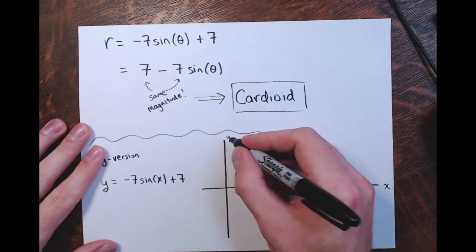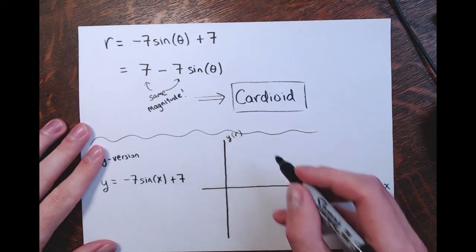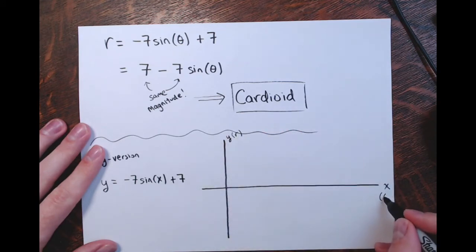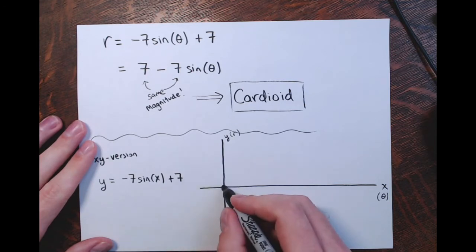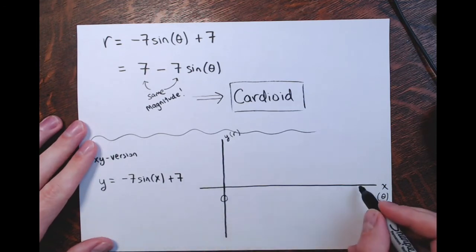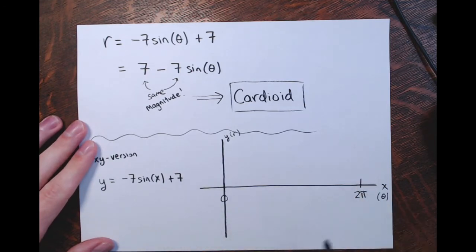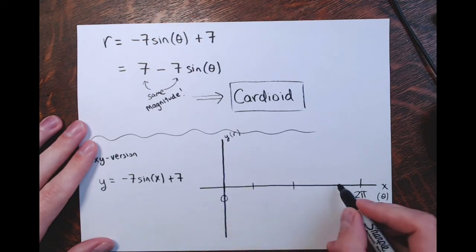So here's x, here's y. Again, y represents values of r. X represents values of theta. Now this is not the polar grid. I'm going to go to the polar grid after this and fully graph this in polar coordinates. This would have a period of 2 pi, so I'll go from 0 to 2 pi here. Cut this into quarters.